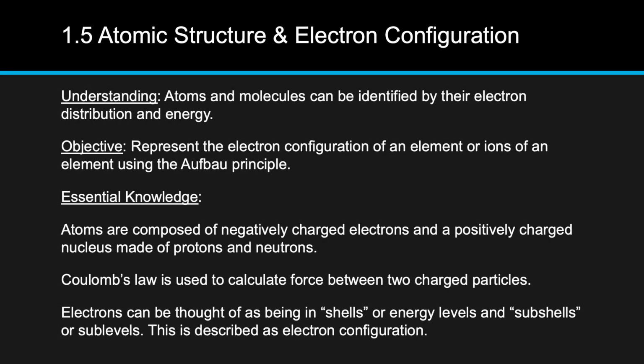Alright, hello everybody. Today we are going over 1.5 for AP Chemistry, which is focusing on atomic structure and electron configuration. So today's understanding is that atoms and molecules can be identified by their electron distribution and energy. And we're going to be talking about how atoms are made up of a positively charged nucleus that contains the protons and the neutrons, which are then surrounded by negatively charged electrons. The distribution of those electrons is going to determine the identity and behavior of the atoms and molecules.